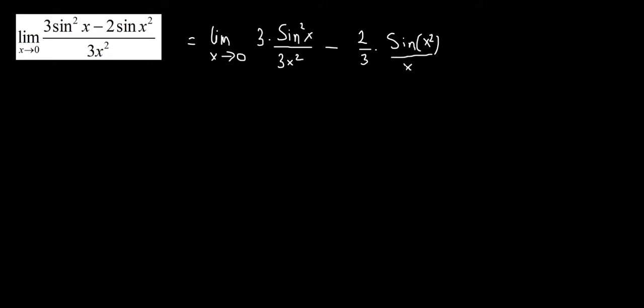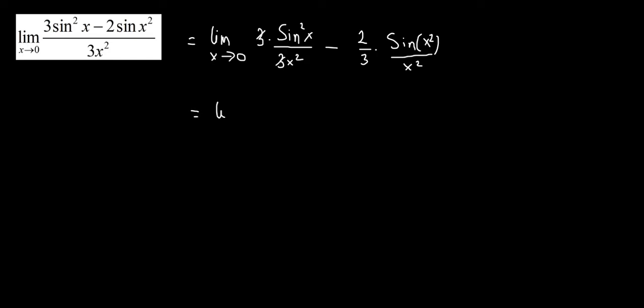So here we have a trigonometric function given by 3 sine squared x minus 2 sine x squared divided by 3x squared. So let us separate the terms in the numerator. So we have limit x going to 0 of 3 times sine squared x over 3x squared minus 2 over 3 times sine x squared over x squared. So we can get rid of the 3.